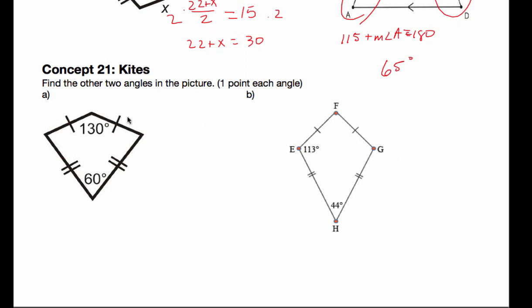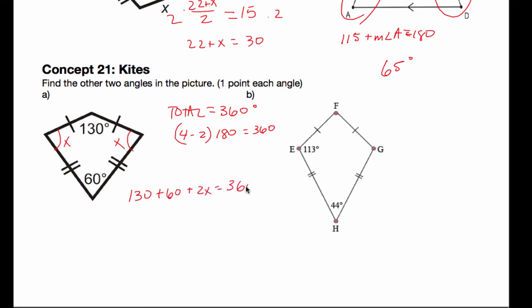Kites. Quadrilaterals total 360 degrees. That is 4 minus 2 times 180. And so you know that these two in a kite are the same. Well, if you want to label them x, you got 130 plus 60 plus 2x equals 360. Okay? So we got 360 minus 60 would be 300. 300 minus 130 would be, you can solve that equation.